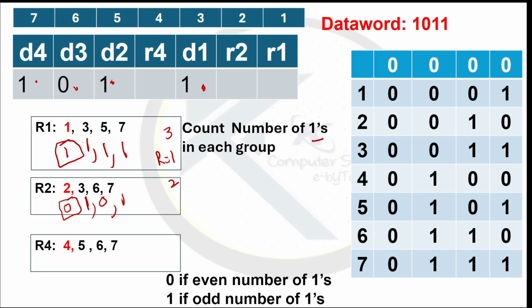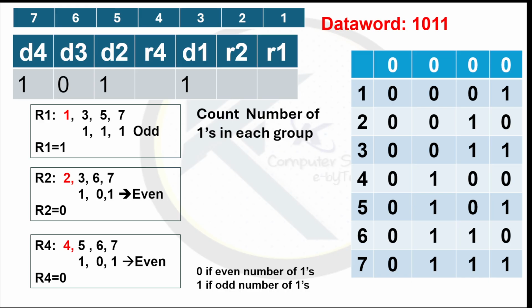What about the last case? This is our redundant bit. What about 5? It is 1. What about 6? It is 0. And for 7, it is 1. Right? So this is also 2. So it is an even number. So R4 will be 0. Clear? So this is what we get. Here R1 is 1, R2 is 0, and R4 is also 0. And now this is our final 7-bit Hamming code.